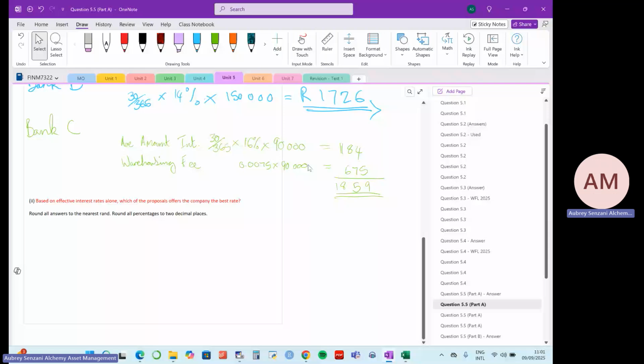They are then asking in the B part of this question, based on effective interest rates alone.